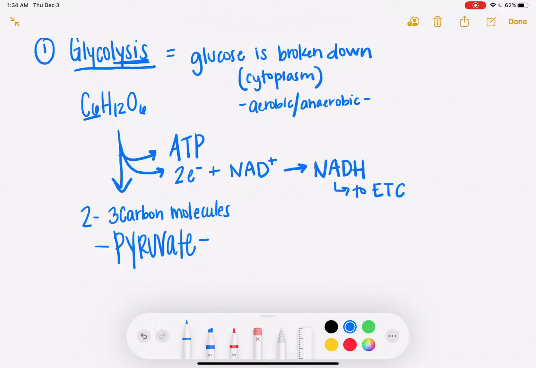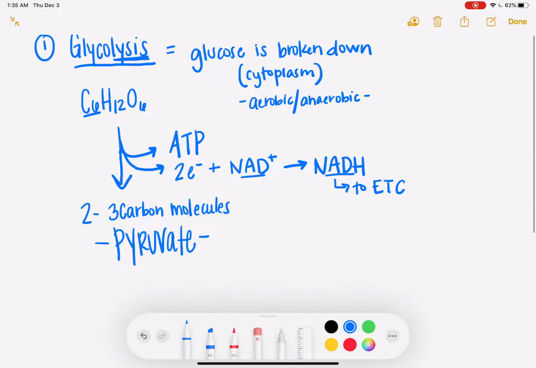Electrons are also released in the breakdown, because if glucose is losing electrons, and loss of electrons is oxidation, all right? And so it's been oxidized, so we see these series of oxidation and reduction reactions. NAD picks those up to form NADH, which takes them to the electron transport chain. Okay? And that's step 1.